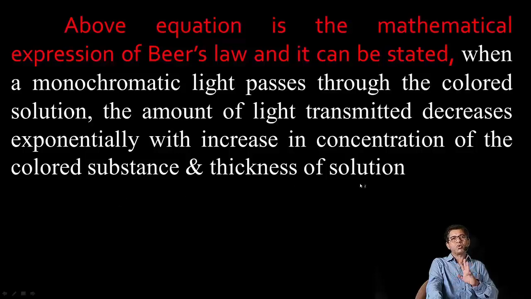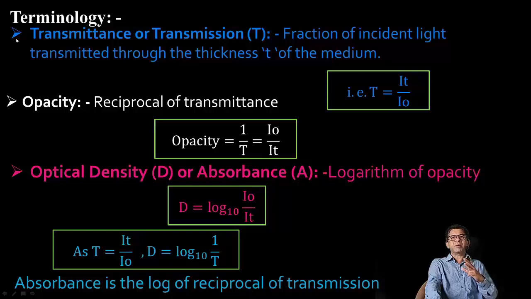thickness of the solution. Now let us see some terms which are helpful for quantitative analysis by colorimetry and spectrophotometry. The first term is transmittance or transmission. It is defined as the fraction of the incident light transmitted through the thickness t of the solution. That is T is equal to IT upon I0. Now the second term, opacity, which is nothing but the reciprocal of transmittance. Therefore, opacity is equal to 1 upon T, that is equal to I0 upon IT.